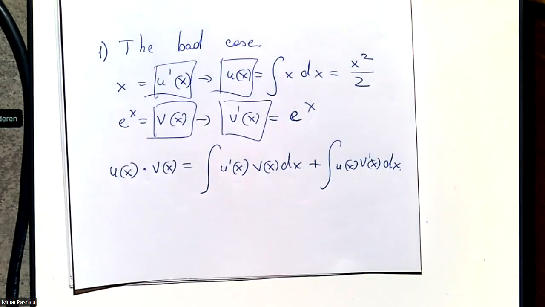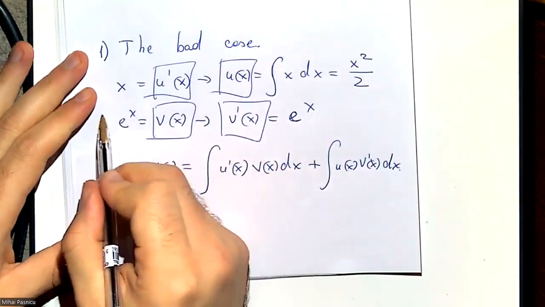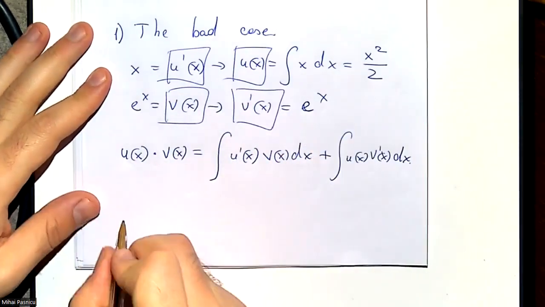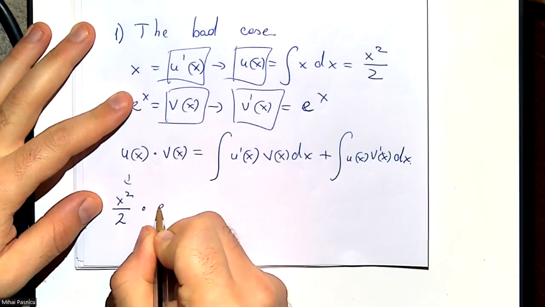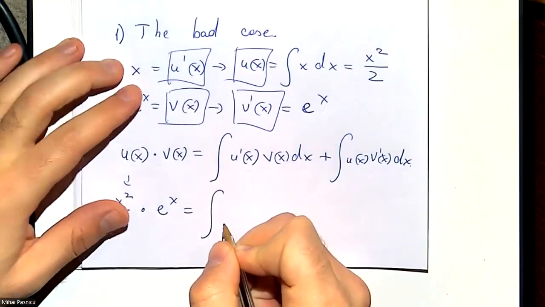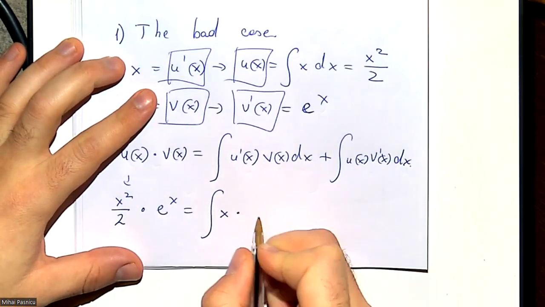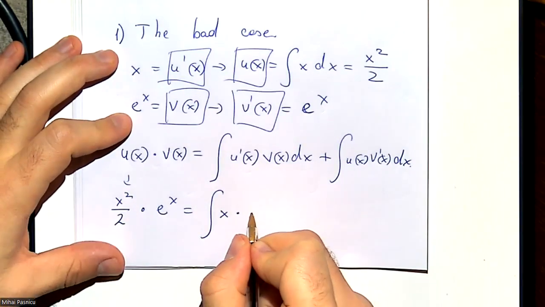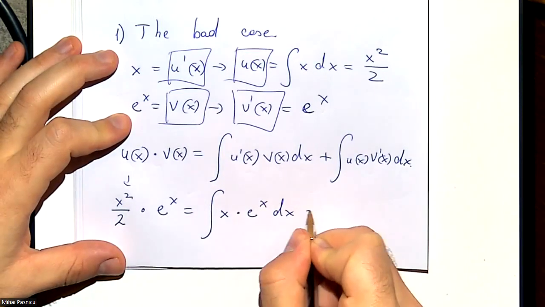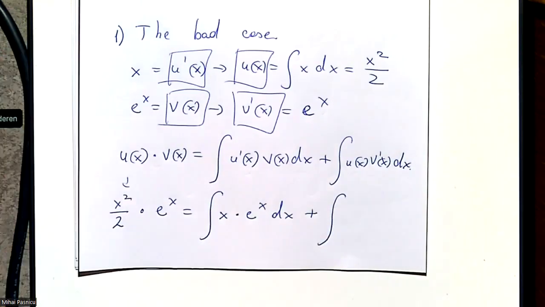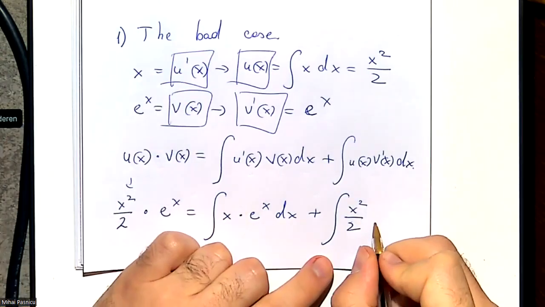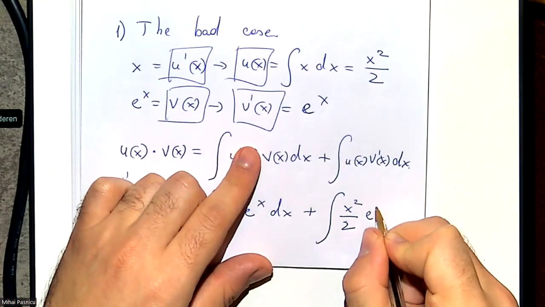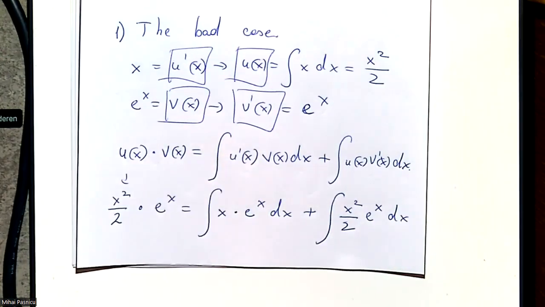Okay, this is the formula. Now let's see. We just plug these in. So we get u of x, I said, x squared over 2, times v of x is just e to the x dx. Integral u prime is x, times v of x is just e to the x dx, plus integral u of x is just x squared over 2, and this thing is just v prime of x, which is e to the x, dx. Okay? I literally just plugged in the values.